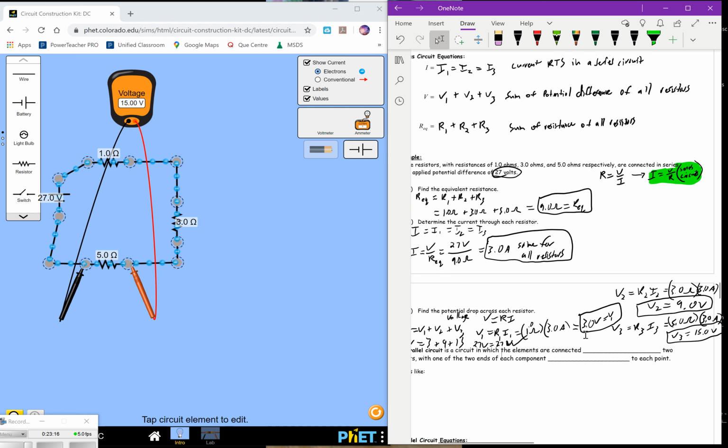I'll give you guys some practice with this. Make sure you're asking any questions if you have them. The next part of our lesson will focus on parallel circuits. But for now, let's focus just on series circuits. If you have questions on any of this, let me know.